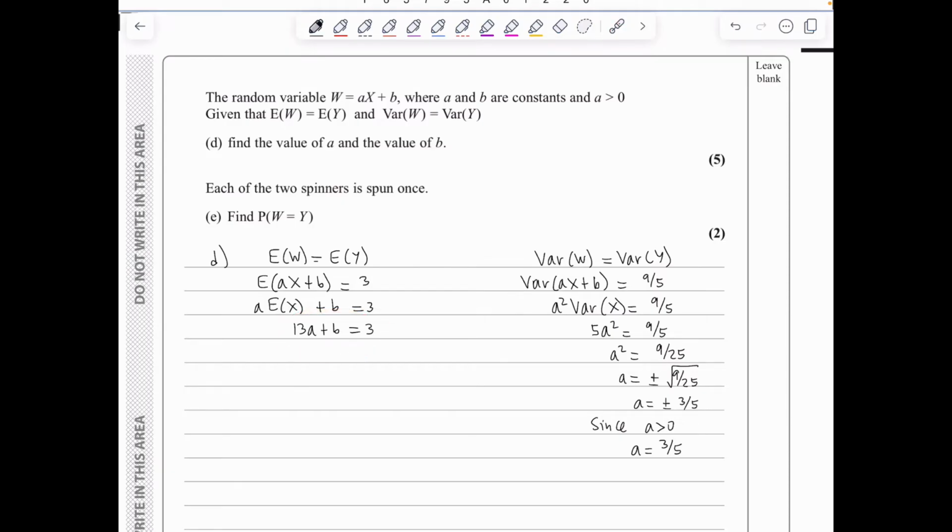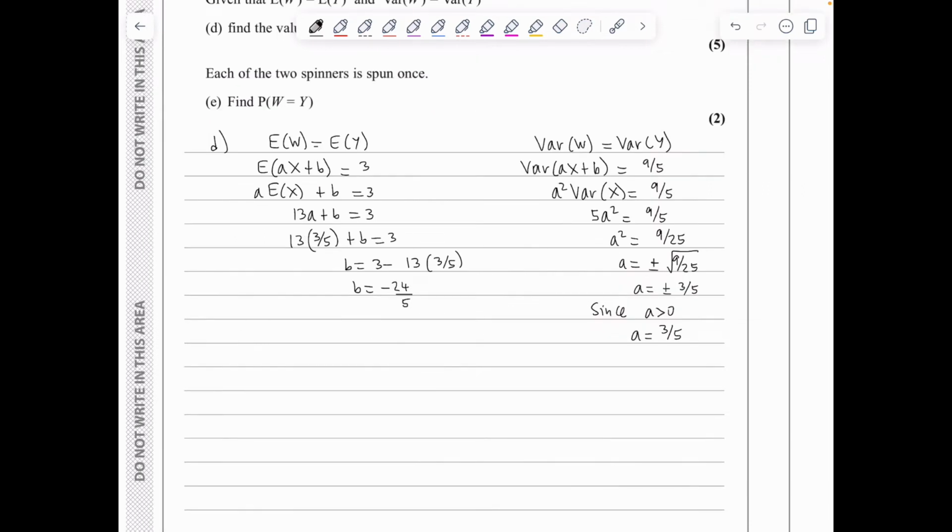So I'm substituting a with 3 over 5. So 13 times 3 over 5 plus b is equal to 3, which leads to b being 3 minus 13 times 3 over 5. And we get that b is equal to minus 24 over 5.